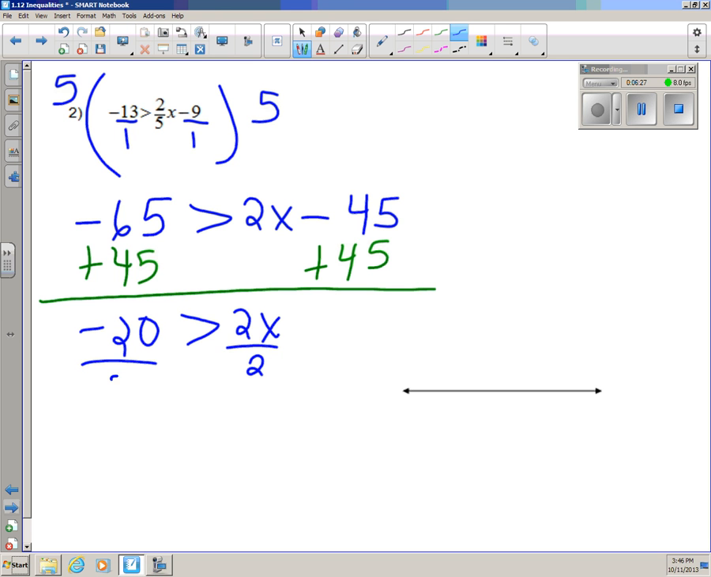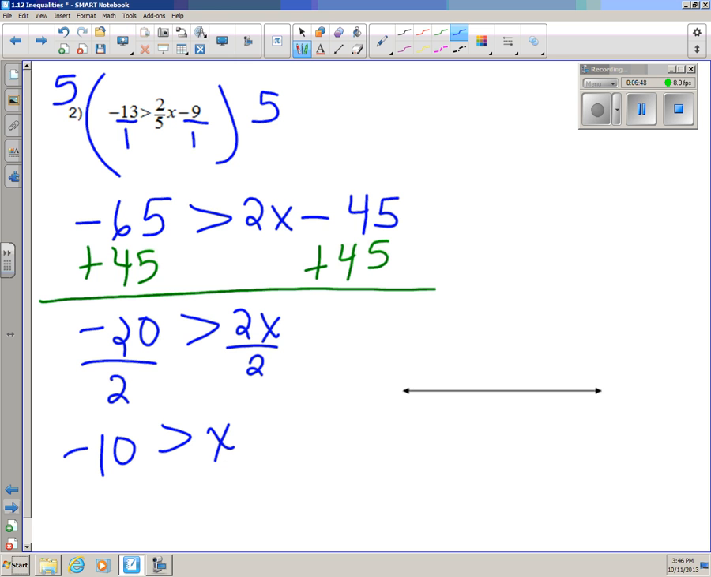I'm going to divide both sides by 2. I'm dividing by a positive, not by a negative. I'm dividing into a negative, but I'm not dividing by a negative. It's by a positive number. I do not reverse the inequality symbol, and there's my answer. It's negative 10 is greater than x.